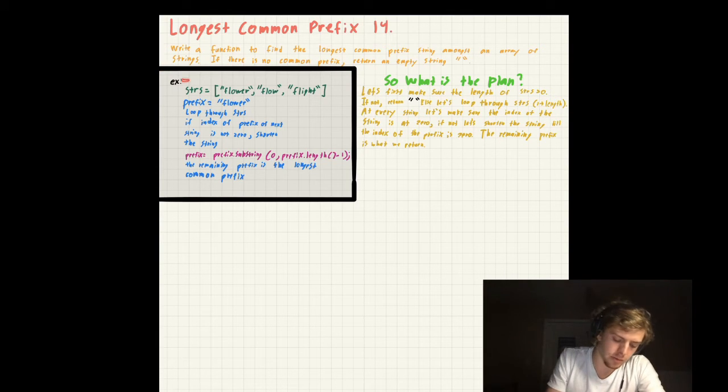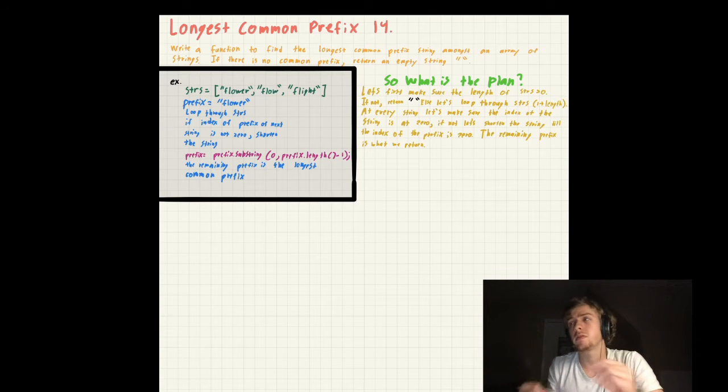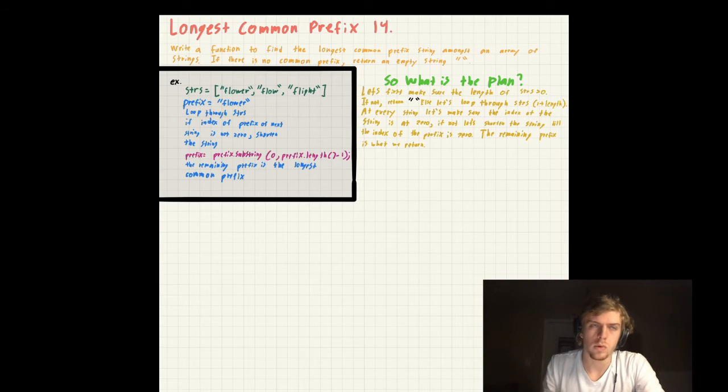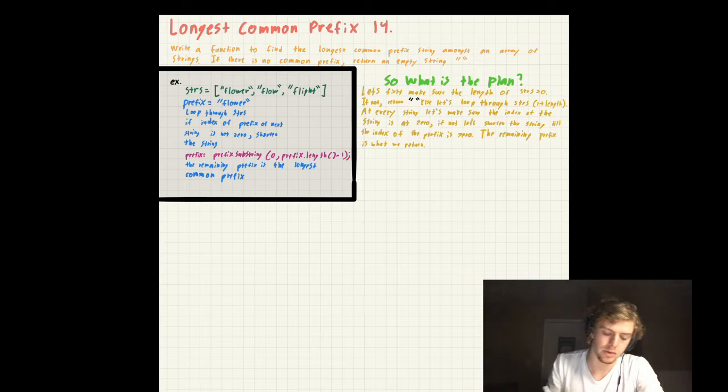And so let's go through this example. What we're going to do is set our prefix to be the very first element of this array, and we're just going to loop through the strings. What we're asking in particular is if the prefix is at the 0th index of every single item in the array. So we take flower and we say, what's the index of flower in flow? And obviously it's not there.